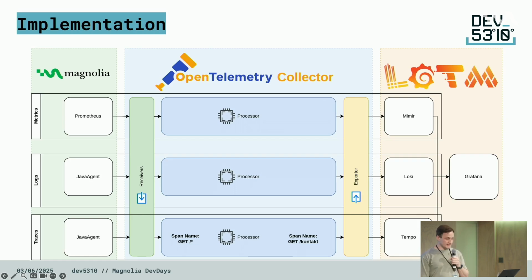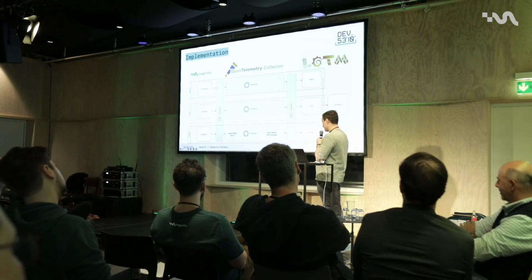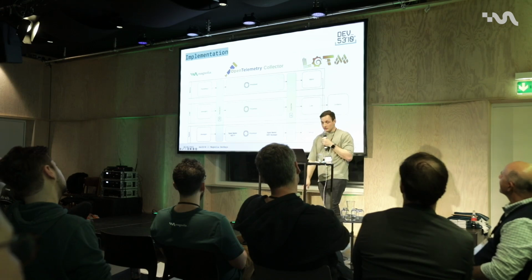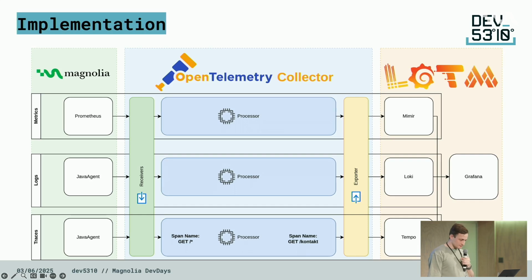And the pipelines, in addition, are divided into receivers, which collect the data from the applications. In our case, the Prometheus endpoint, for example, from the monitoring module from Magnolia, and logs and traces from the Java agent we installed with the instrumentation module provided by OpenTelemetry. Then the processor pipeline, which modifies, filters, enriches, or aggregates the data before export, and the exporter, which sends the processed data to one or more observability backends for storage, analysis, and visualization.